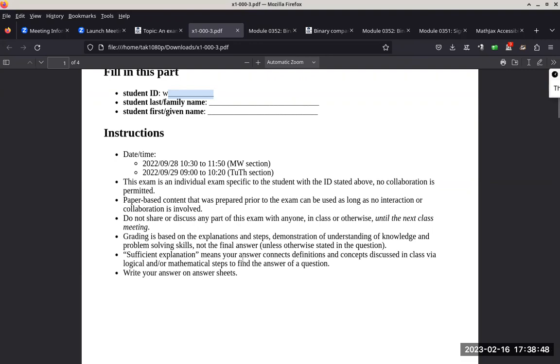Sufficient explanation means your answer connects definitions and concepts discussed in class via logical and/or mathematical steps to find the answer of a question. So always start with what we have talked about in this class: definitions, symbols, and so on. Write your answer on answer sheets, and you might want to bring extra sheets of paper just in case you need it. So do we have any questions regarding the instructions, which is going to be very similar, if not exactly the same, for you on next Tuesday?